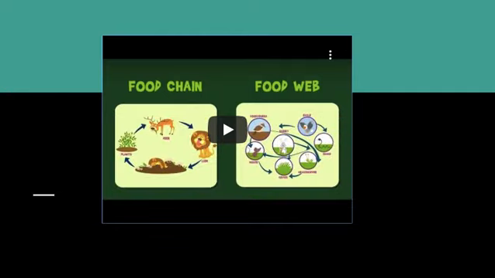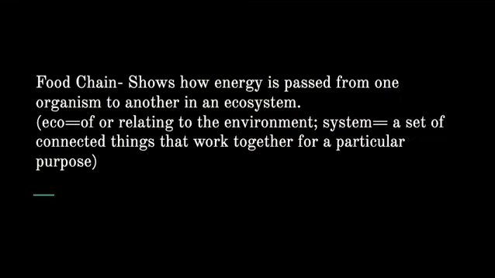So now you've seen the difference between a food chain and a food web. The food web tends to be a little more complex. So in a food chain, it shows how the energy is passed from one organism to another in an ecosystem. And it's important to know that eco, that prefix, means relating to the environment. And system is a set of connected things that work together for a particular purpose. You might have learned that word in Project Lead the Way because you probably worked with some systems there.